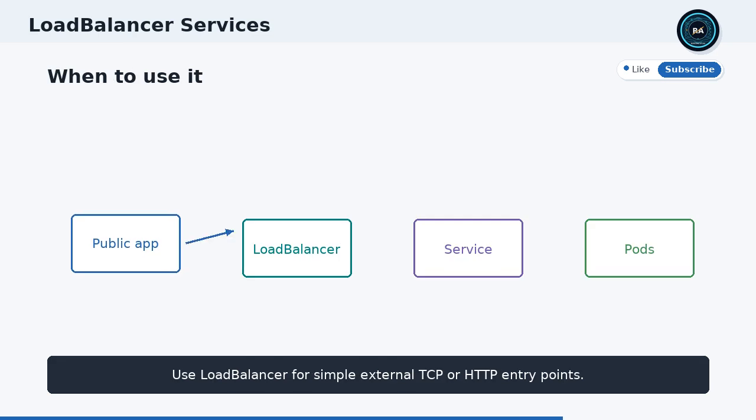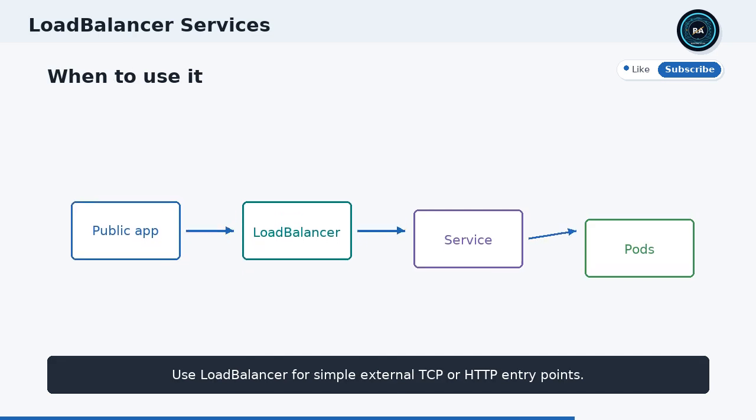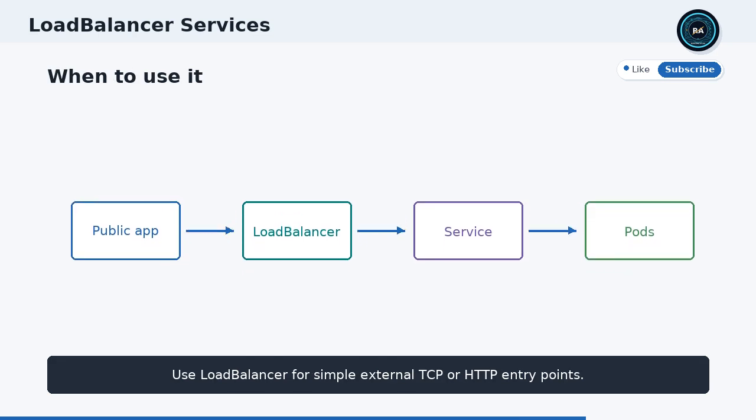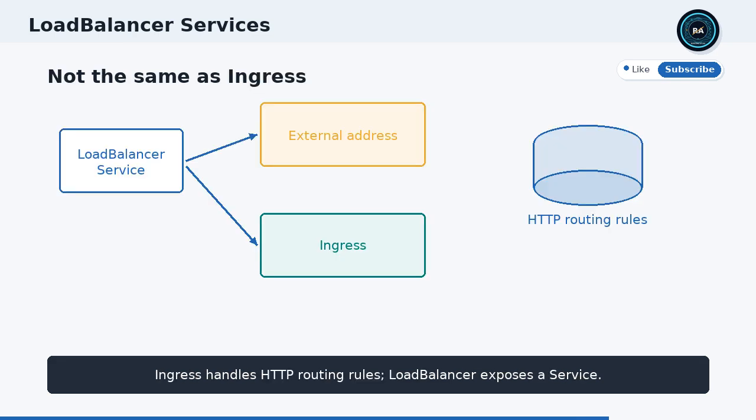Use a load balancer service when you need a straightforward external address for a service and your environment supports provisioning one. Do not confuse it with Ingress. Ingress is about HTTP routing rules. A load balancer service exposes a single service through infrastructure.